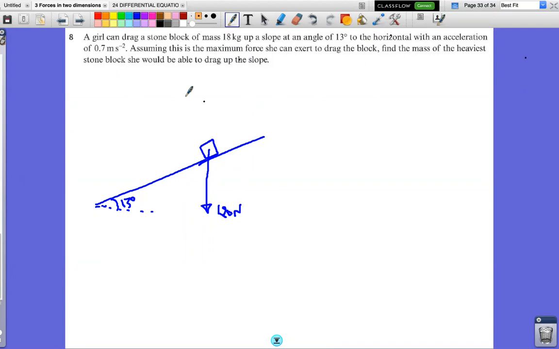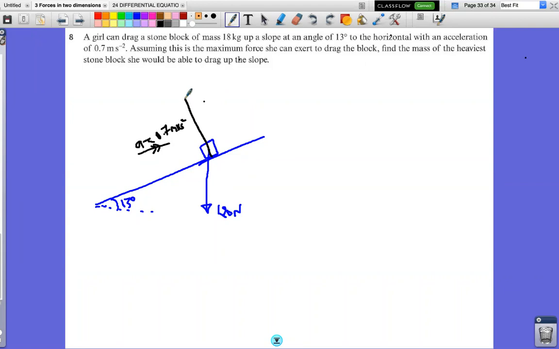And the acceleration that the girl drags with is 0.7 meters per second squared. We're asked to find the mass of the heaviest block that the girl can drag, if this force that she drags with is the maximum force she can apply. So in this case, we need to find the force.